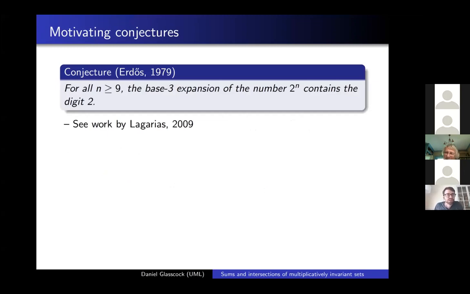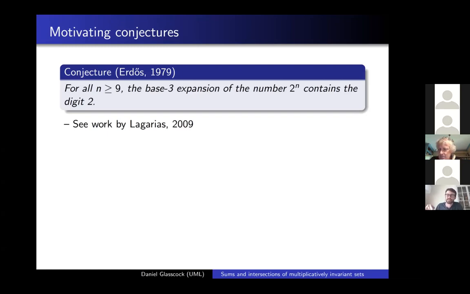We have a couple of motivating conjectures to keep in mind here, some conjectures that are close to what I want to talk about. The first is this conjecture by Erdős, 1979, which says that for all n greater than or equal to 9, the ternary expansion of 2 to the n should contain at least one 2. Now, the real conjecture here is that the base 3 expansion of the number 2 to the n should really contain all of the digits 0, 1, and 2 as soon as n is large enough.